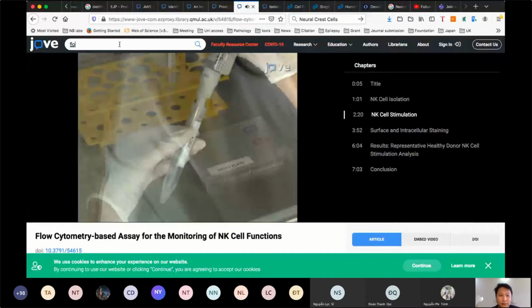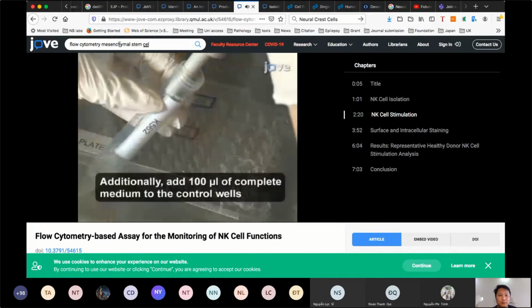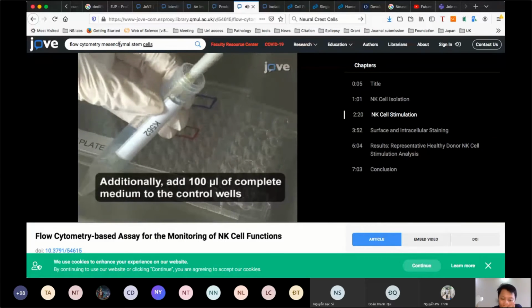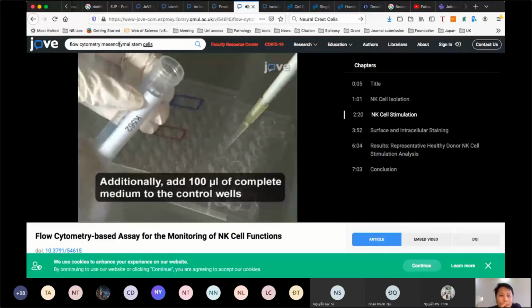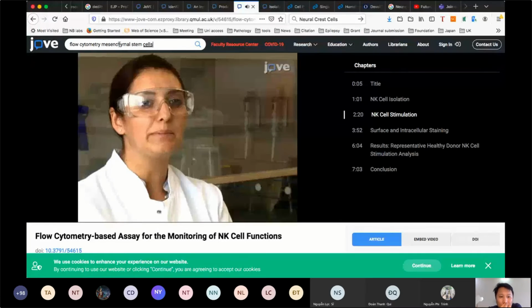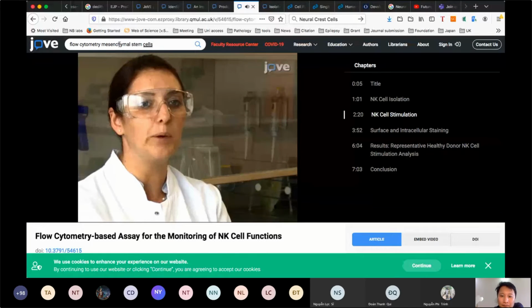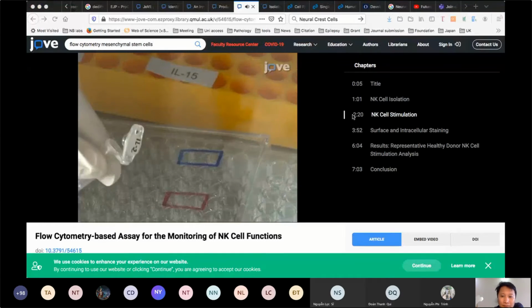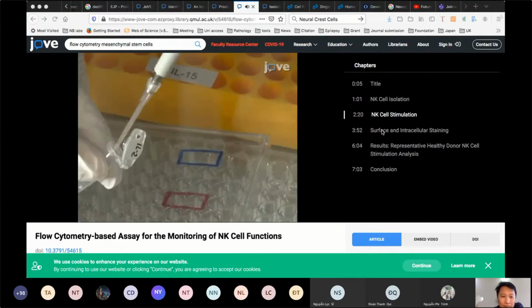Then, carefully mix an aliquot of K562 tumor cells at a 2 times 10 to the 4th cells per 100 microliter volume by pipetting at least 5 times, and transfer 100 microliters of the tumor cells to each well planned for the stimulation. Precise pipetting and the preparation of a 1-to-1 effector target ratio are of key importance for the accurate assessment of NK cell function.